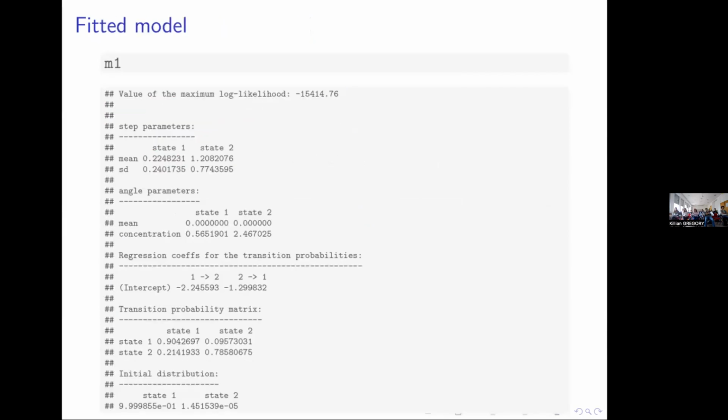Here's what the results look like. It's very similar to moveHMM. One thing I'll note is we fix the mean of the angle distribution to 0, and that gets us a correlated random walk. By fixing that to 0, you can get a measure of how strong the directional persistence is, because you want it relative to 0, since that's when it's traveling in a straight direction. So the higher value here suggests that state 2 is the more directionally persistent.